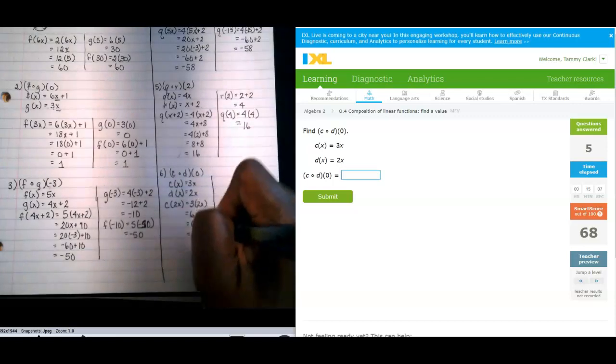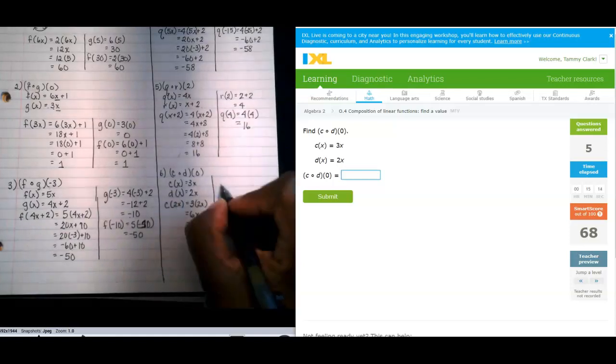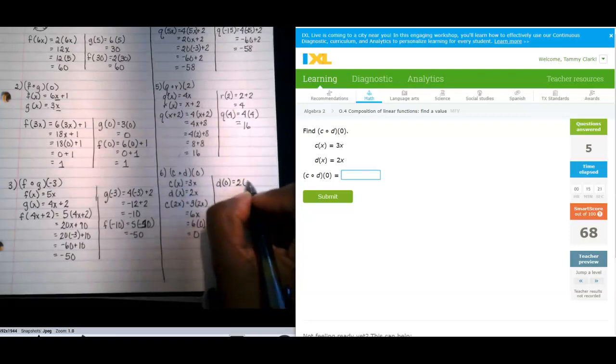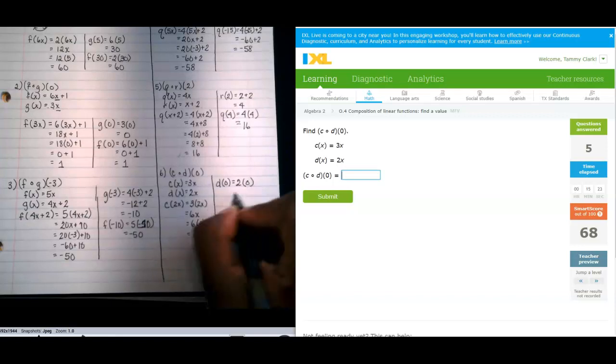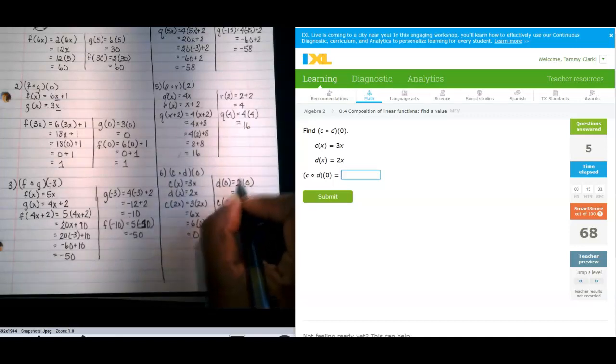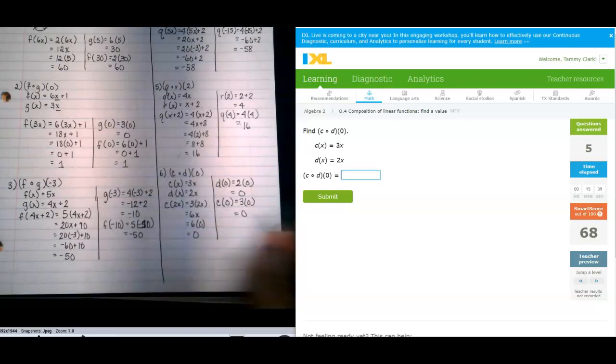So again, we can evaluate it the other way, where we go ahead and evaluate our function D of x. So when x is 0, what is D of x? Well, 2 times 0 is 0. So then we're going to take the value of 0 and put it inside the C of x function. So C of 0, which is the answer to the previous function, is equal to 3 times 0, which obviously is 0.